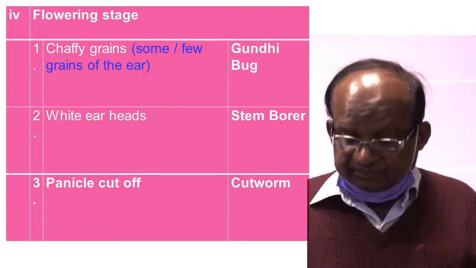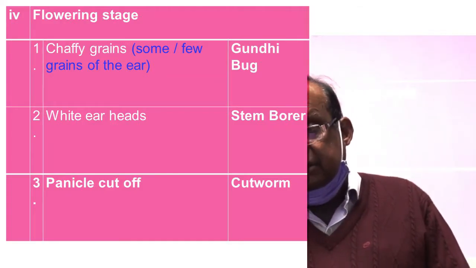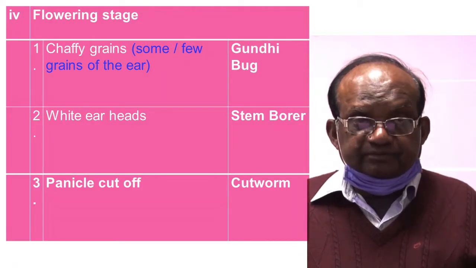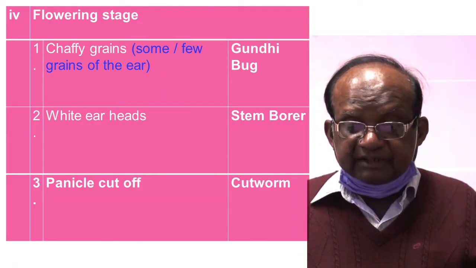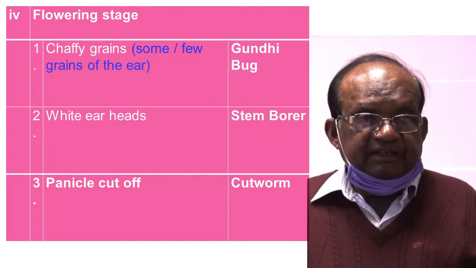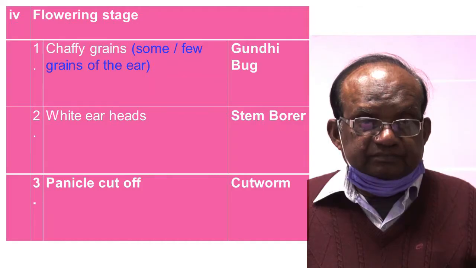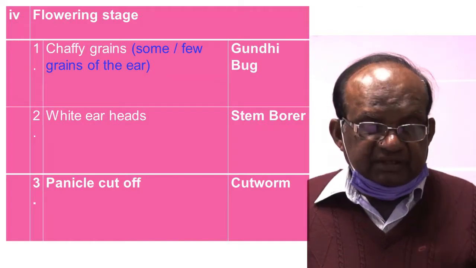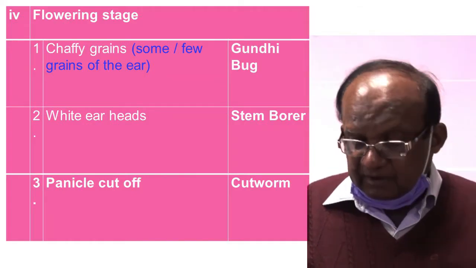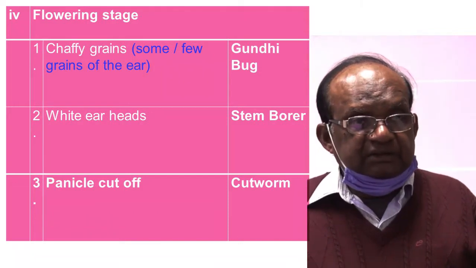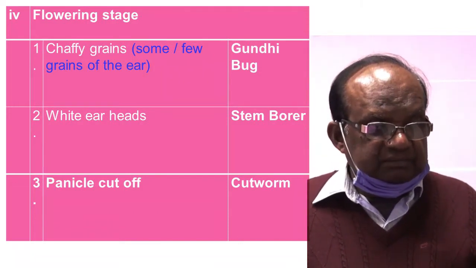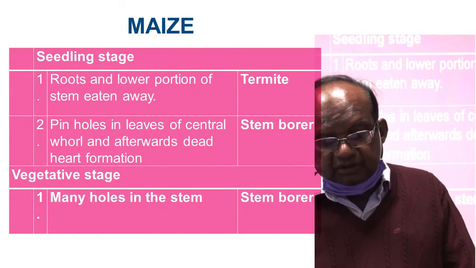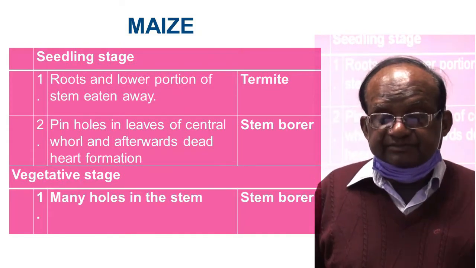If white ear heads are present in the field, this indicates that the crop is affected by stem borer in the reproductive stage. And panicle cutoff, if the panicle is cut down, then it indicates that the field is affected by attack of cutworm or armyworm, Spodoptera species or Mythimna species. So this is all about the symptoms of injury caused by different major pests in case of rice. Now come to maize.